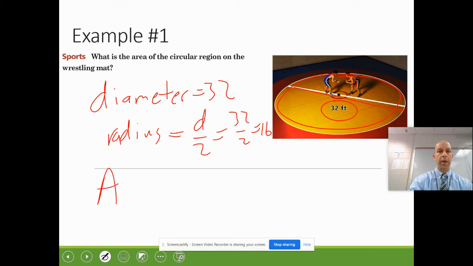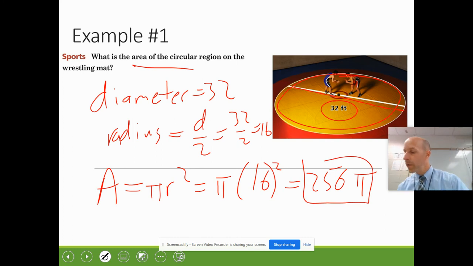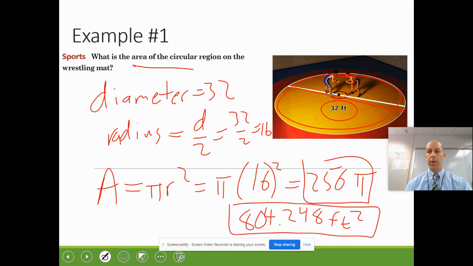So now to find our area, that's what we're asked to do, find the area of the circular region. We're going to use our formula, area equals pi r squared. So that's going to be pi times 16 squared, which is 256 pi. Now I'm going to go ahead and figure out what that answer is in terms of a decimal. And I get 804.248, and that would be feet squared. So there's your answer. That would be the area of that circular region.